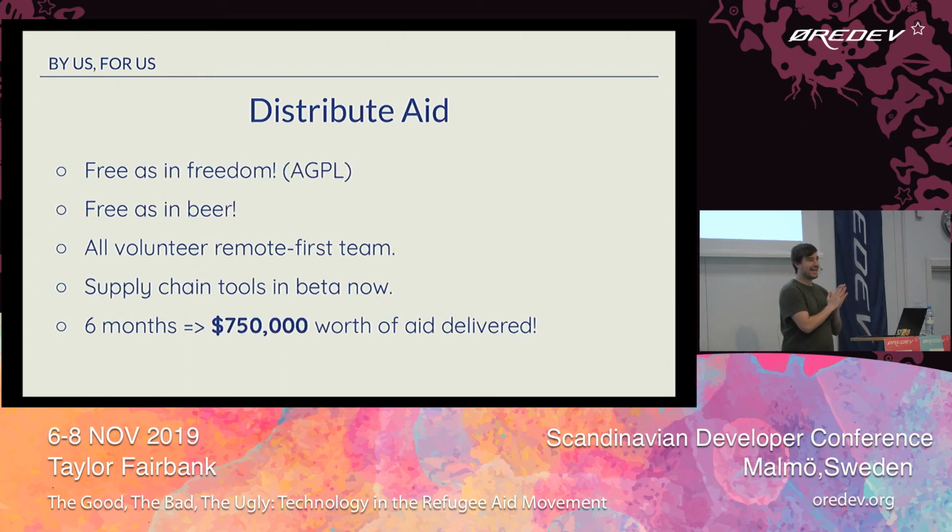So we have the AGPL license, free as in freedom. We are also free as in beer. Aid group can't pay for our software? No problem, they don't have to. We have an all-volunteer remote-first team, and there's 3 of us that are out in Serbia right now. And we've had our supply chain tools in kind of an extended beta for 6 months, but during that time, we've helped aid groups ship 750,000 euros worth of aid, which I am thrilled about.